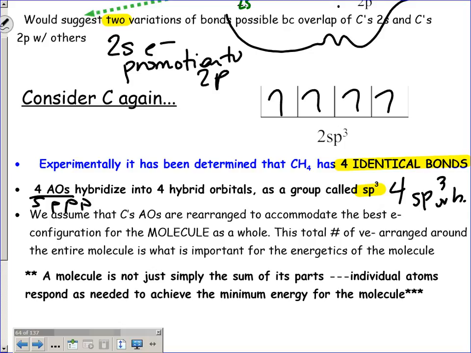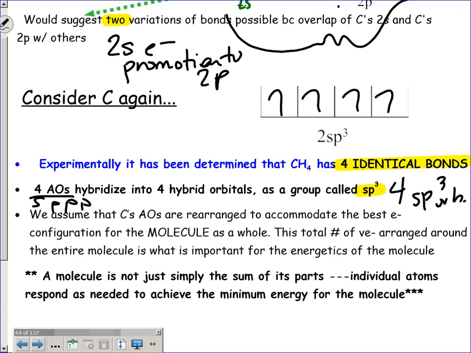With a hybrid orbital, you have to fill up at least one arrow in each orbital. There has to be at least one electron in an orbital that you want to hybridize. We're going to get to some examples where not all the orbitals hybridize.